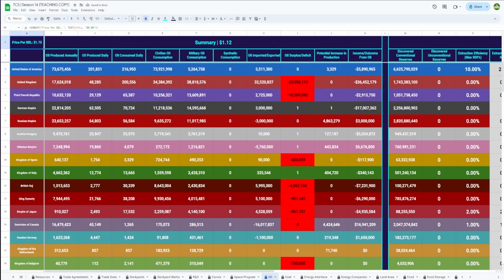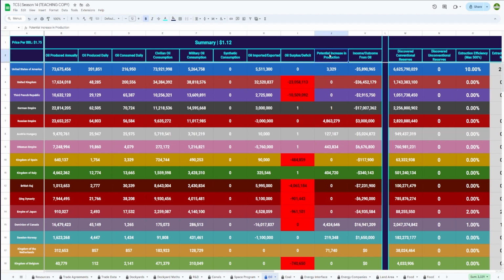In moving on to the energy resources systems in TCS, we'll start over here in the oil tab. This tab is near enough identical to the coal tab, so I won't go into depth on the coal tab when we go over to that, but essentially you can see all the production numbers, all the consumption numbers that you have, and then your surplus, deficit, and your potential increase in production.